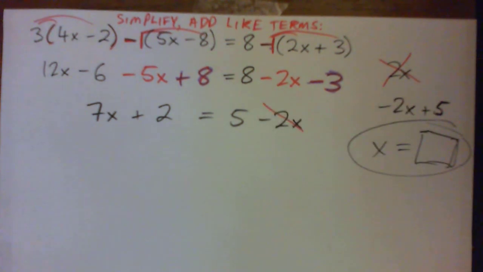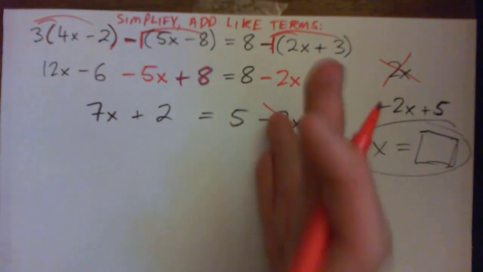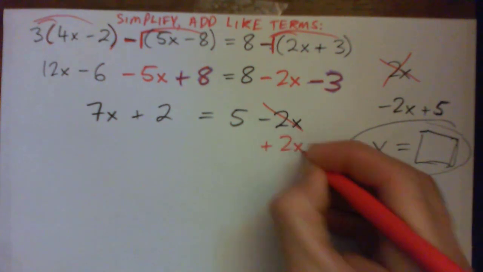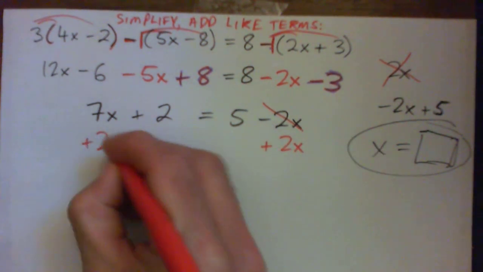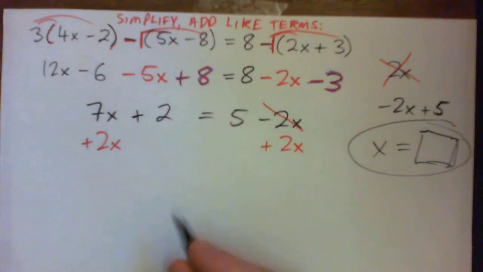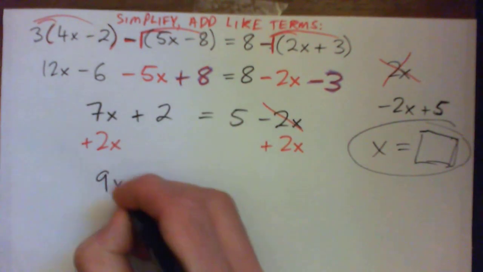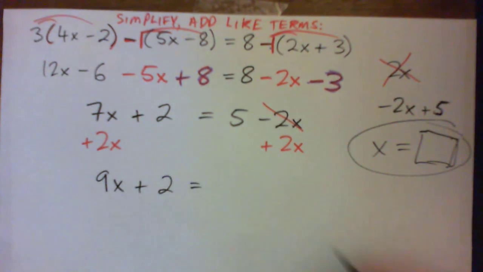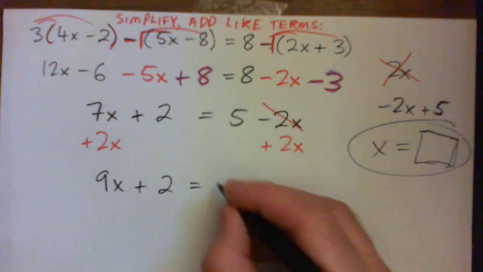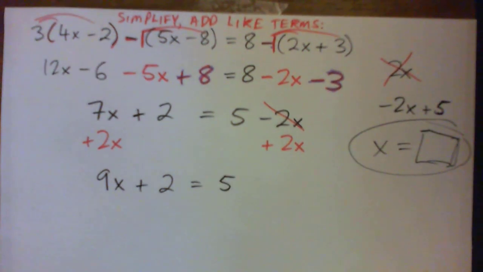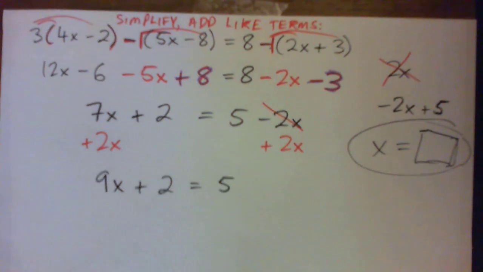Now, we wouldn't subtract, though. What would we do to get rid of a -2x? We would add. There you go. Add 2x to both sides. And don't forget to add like terms, right? Because 7x plus 2x is 9x. 9x plus 2 equals. And then we just have a 5 there. See that? Yeah. Now that line okay?